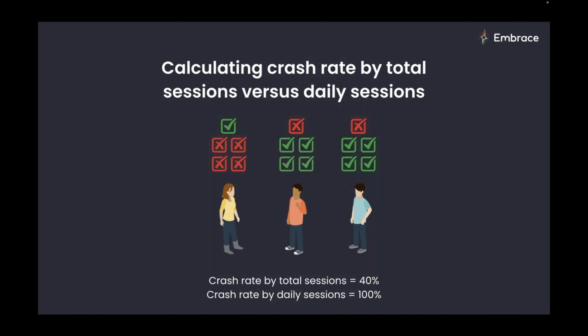Our middle user had 1 crash at first, but then 4 successful sessions. And our user on the right experienced the same. So if we were calculating the crash rate by the total number of times the user opened the app, it would be a 40% crash rate, which really isn't great, but it's a lot better than the metric which Google use, where the crash rate by daily sessions, that is any time a device opened your app, would be 100%. So it's a lot stricter.